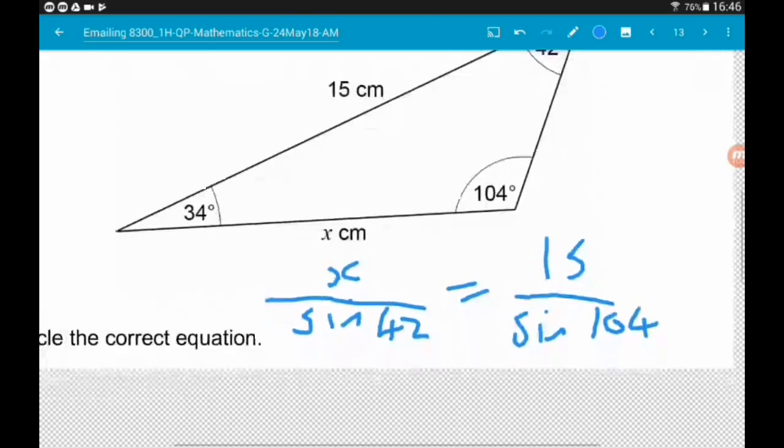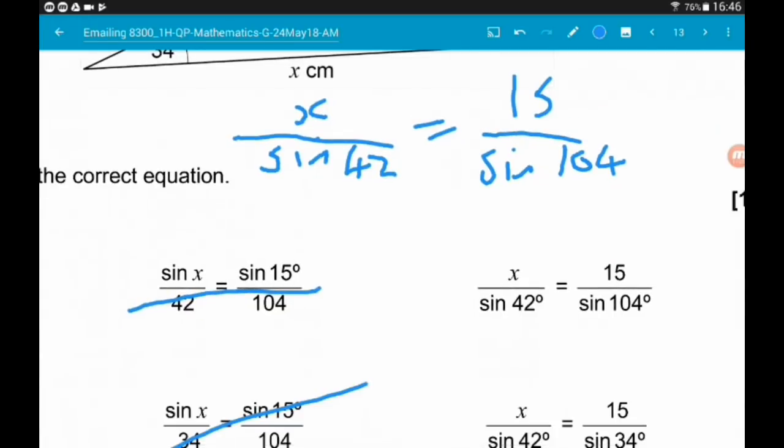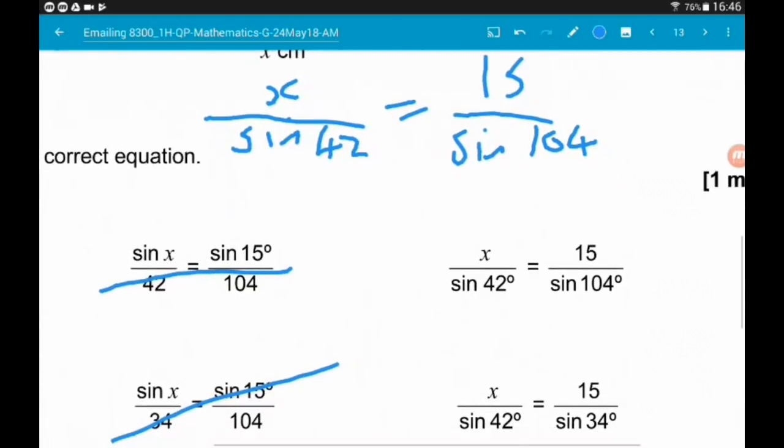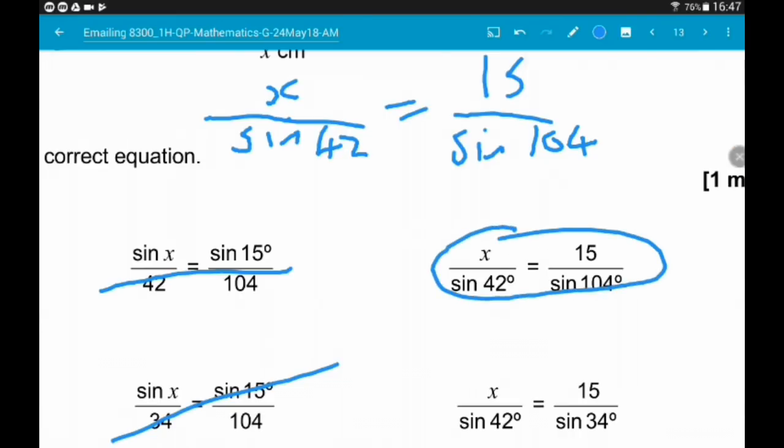104. I'll put my playlist down below with sine and cosine rule stuff in it. So the one we want is that one.